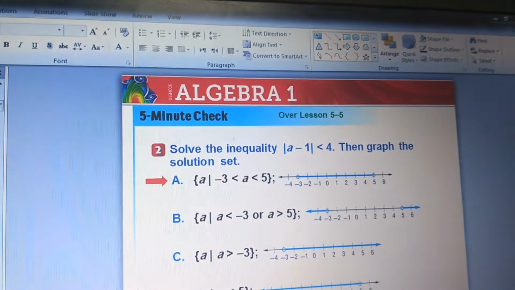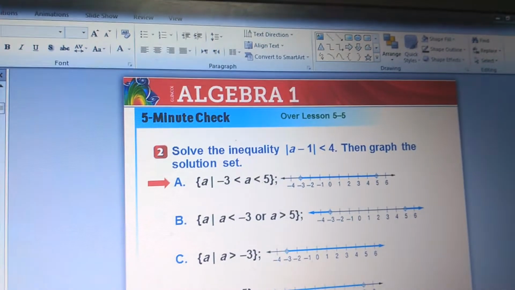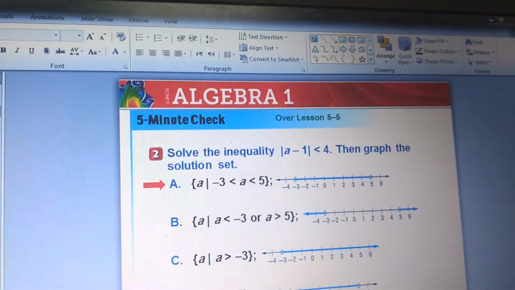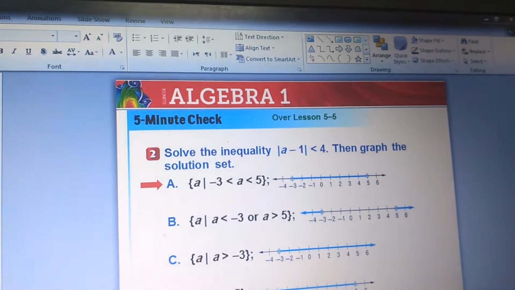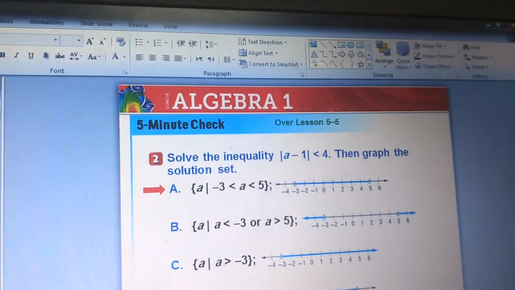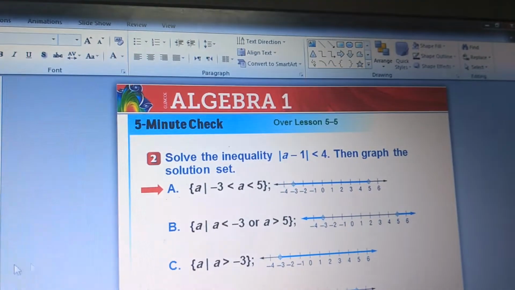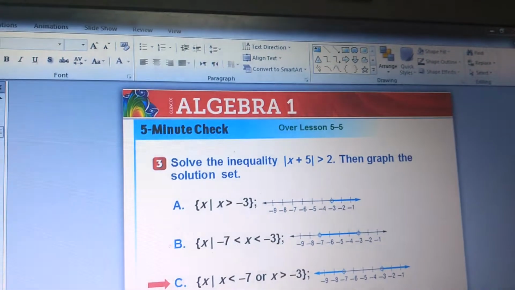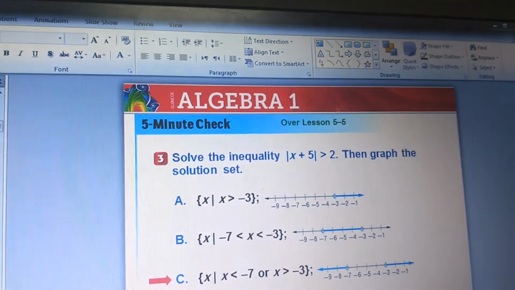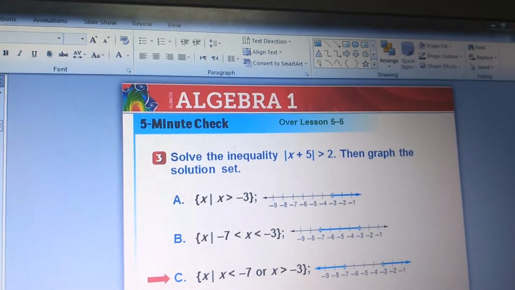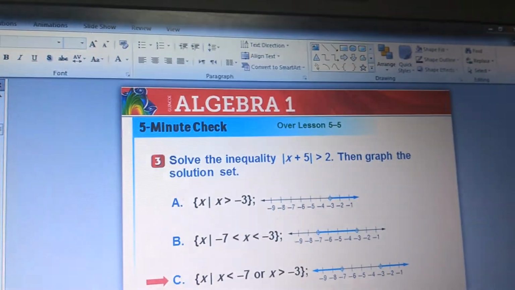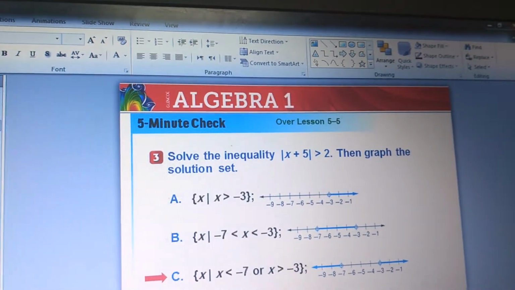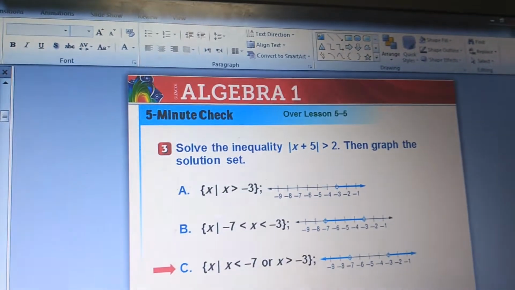Here the same. Solve the inequality: absolute value of x minus 1 less than 4. Here we have two cases, x minus 1 less than 4 or x minus 1 more than 4. You solve each one alone, you will get this answer. The same, absolute value of x plus 5 more than 2. Also we have two cases, x plus 5 more than 2 or x plus 5 less than negative 2, and you solve it. I will not spend a lot of time in this.